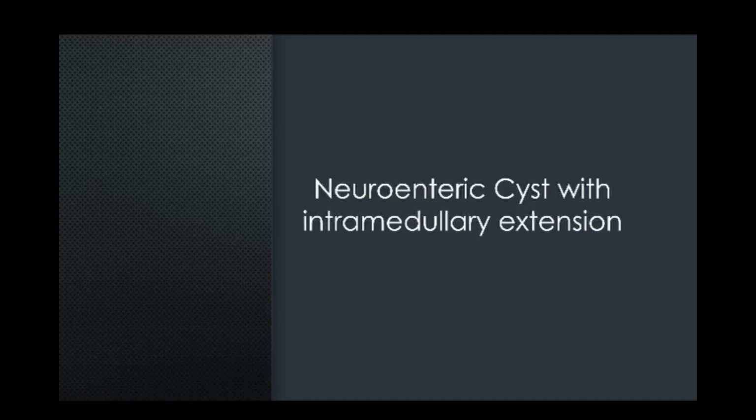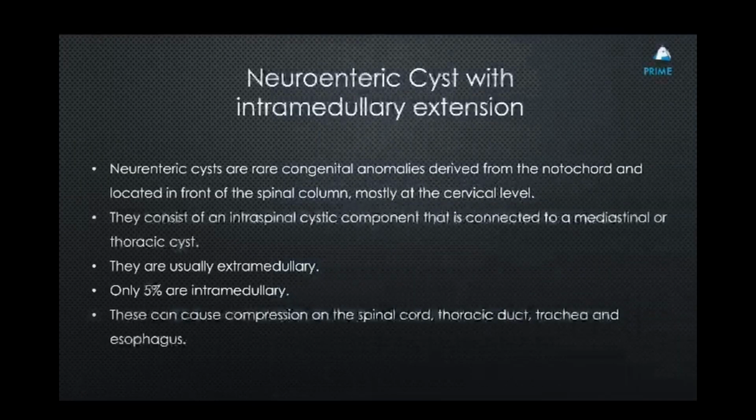So, we were dealing with a neuroenteric cyst with intramedullary extension, and we know that it's a very rare anomaly, and where you find this is normally seen as extramedullary, but only 5% are intramedullary. These can cause compression on the spinal cord, thoracic duct, trachea, and esophagus.